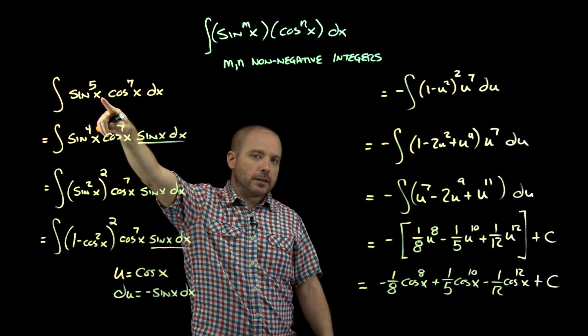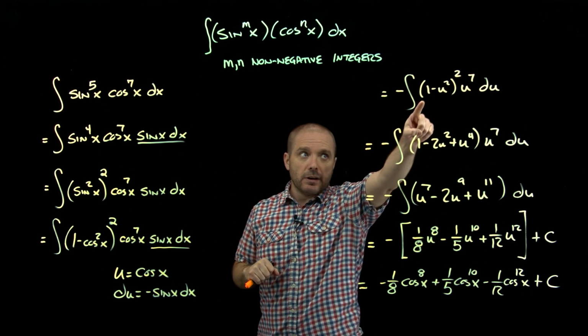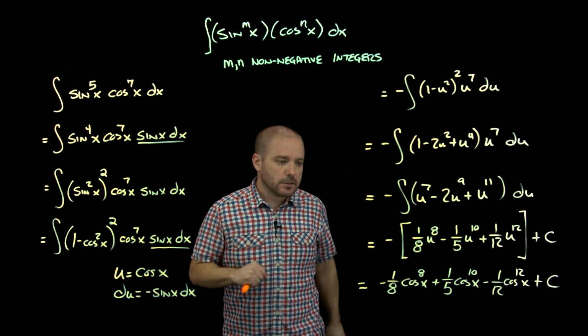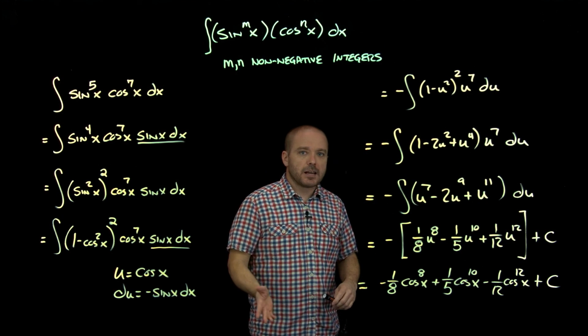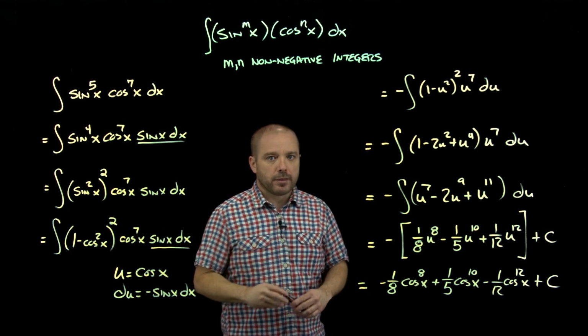If they're both odd, factor off from the smaller one, and you'll leave yourself with less algebra when you get to this step. Next time we'll look at what do you do if neither of them is odd? What if they're both even degree?